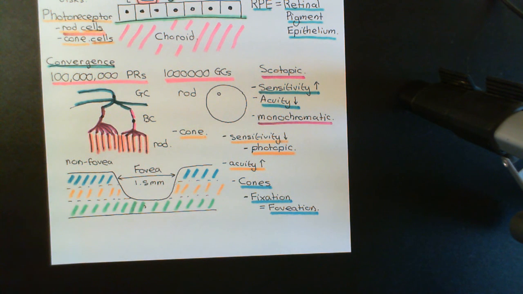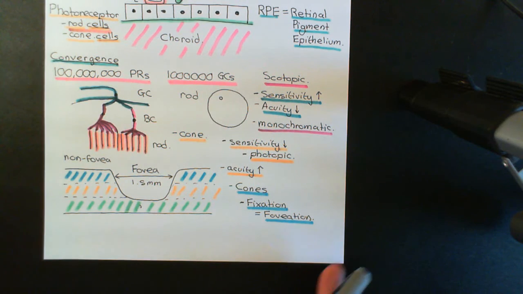Okay, right, so that's the basics of the structure of the retina. In the next video, what we'll begin to discuss is the process of phototransduction, so how the rod and cone cells are actually going to turn a visual stimulus, turn light, into an electrical signal.